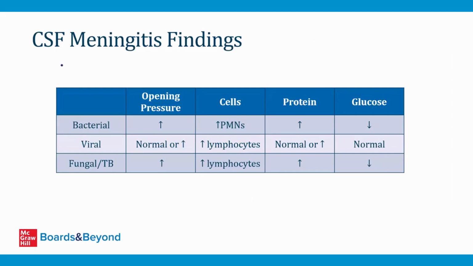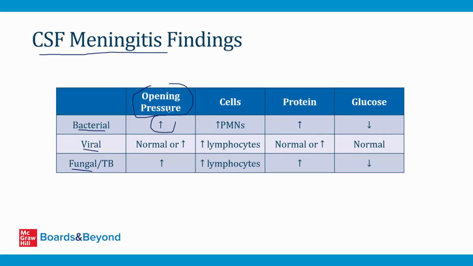Shown on this slide is a summary table of the CSF findings in various forms of meningitis, whether they are bacterial, viral, or meningitis due to fungi or tuberculosis. So first of all, the opening pressure you should be aware of is often high in meningitis. The inflammatory cells obstruct the ability of the arachnoid villi to absorb CSF, so CSF often accumulates in the subarachnoid space, so it's very common to see a high opening pressure in CSF from any cause.